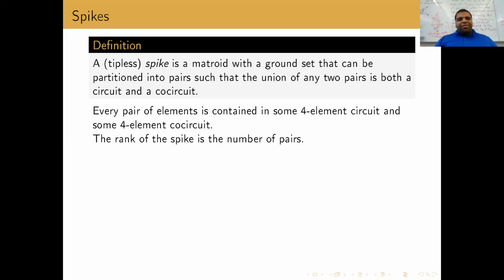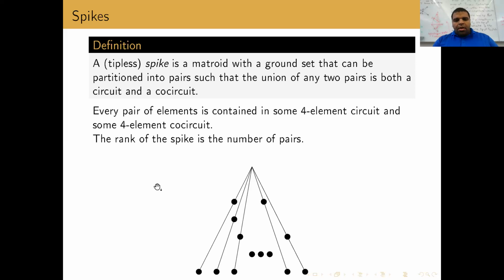With the way that these spikes work, the number of these pairs is the rank of the matroid. Here is a generic picture of a spike that's supposed to have rank at least 5. So I've got at least 5 pairs here, and these dots indicate that there could be other pairs. By the way, do you see my mouse moving around? Okay, good. So this is a generic geometric picture of a spike with at least 5 pairs.